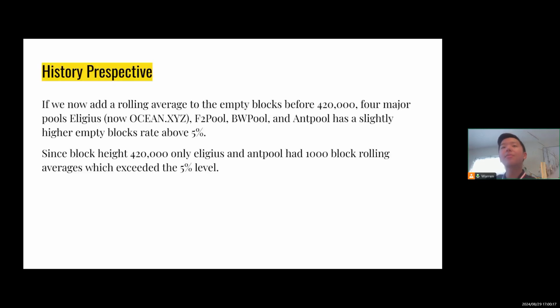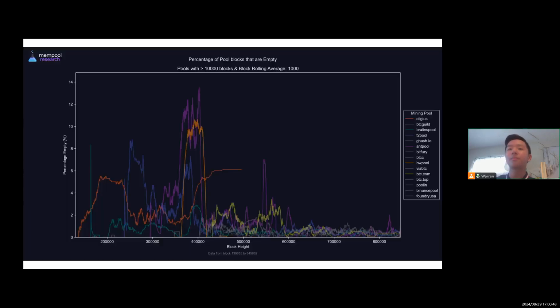Now we have a historic perspective. If we add a rolling average to the empty blocks before block 42,000, four major pools: Eligius, now Ocean, F2Pool, BW pool, and another pool have a slightly higher empty block rate, about 5%. Since block height 42,000, only Eligius and one other pool have a 1,000-block rolling average which exceeds the 5% level. This graph shows what I mentioned above.